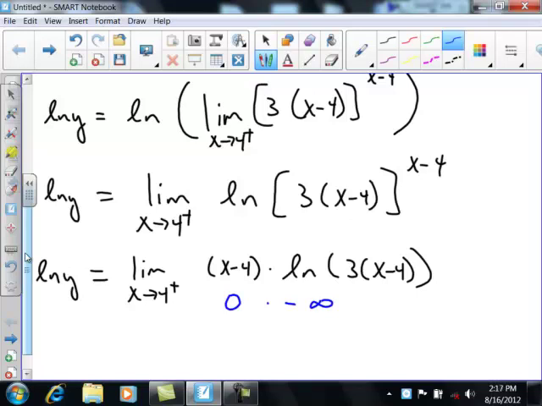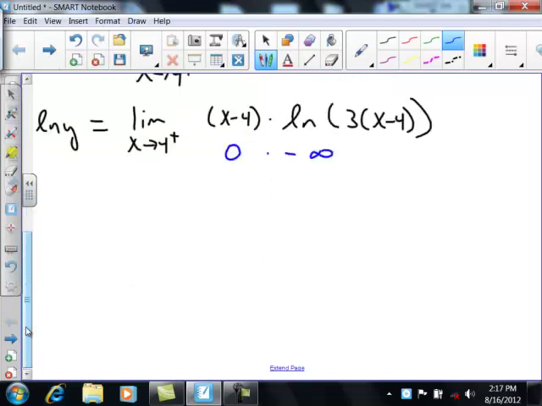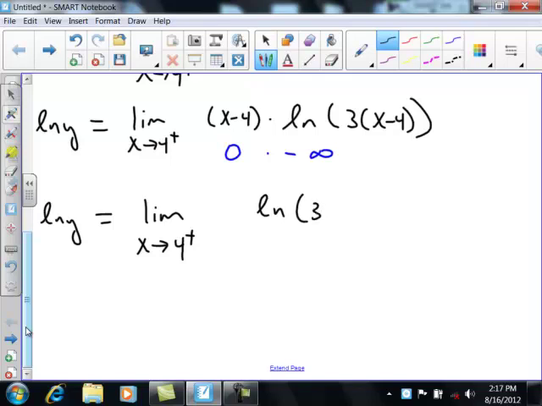It's got to be an indeterminate form that is either 0 over 0 or some form of infinity over infinity. So I'm going to have to rewrite this before I can actually use L'Hopital's rule. So I'm close, but I'm not there yet. So the natural log of y is equal to the limit as x approaches 4 from the right. I'm going to keep the natural log of 3 times x minus 4 up in the numerator, and I'm going to rewrite x minus 4 down in the denominator as 1 over x minus 4. Which is just a little trick you can use to get it to something that you can deal with.